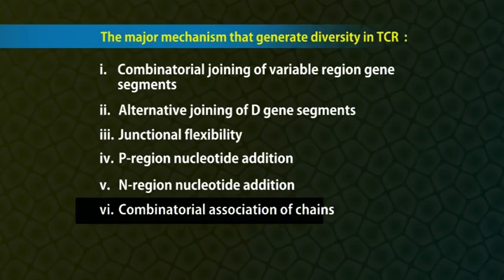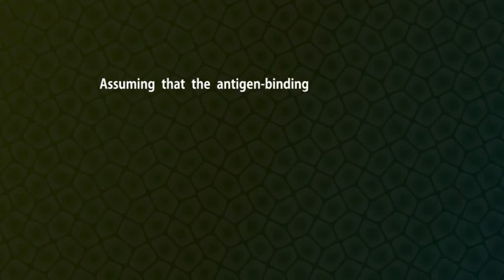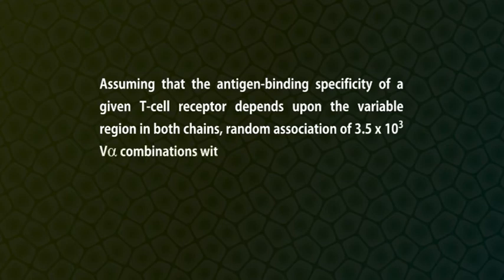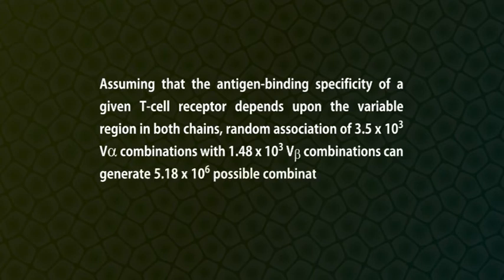Combinatorial association of genes. Finally, the combination of the two chains in the heterodimer also contributes to TCR diversity. Assuming that the antigen binding specificity of a given T cell receptor depends upon the variable region in both chains, random association of 3.5 × 10³ V alpha combinations with 1.48 × 10³ V beta combinations can generate 5.18 × 10⁶ possible combinations for the alpha beta TCRs.